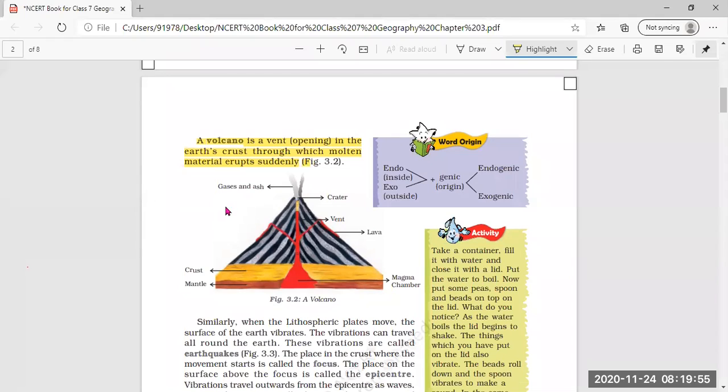Clear? And after that, the gases and ash, when it cools down, comes down on the surface of the earth.